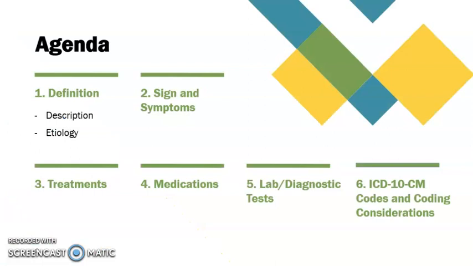Here is a quick agenda of what we are going to cover today about hepatitis B. First, we are going to learn about the definition of hepatitis B, including the description and etiology, signs and symptoms, treatments, medications, lab diagnostic tests for hepatitis B, and some of the ICD-10-CM codes and coding considerations.